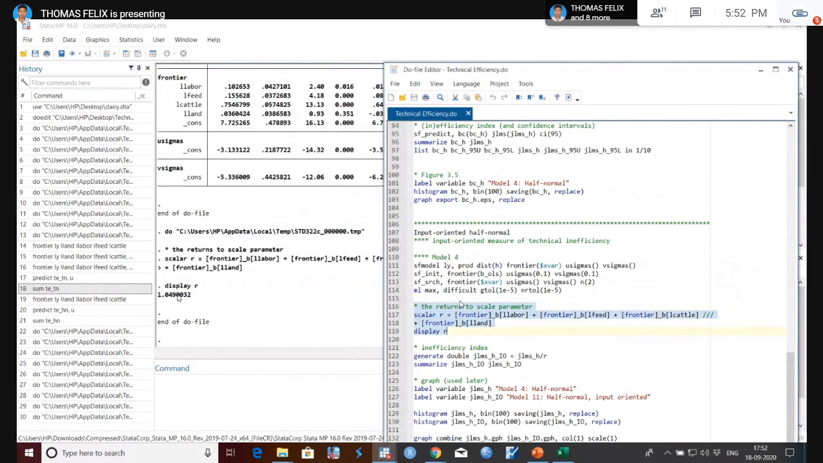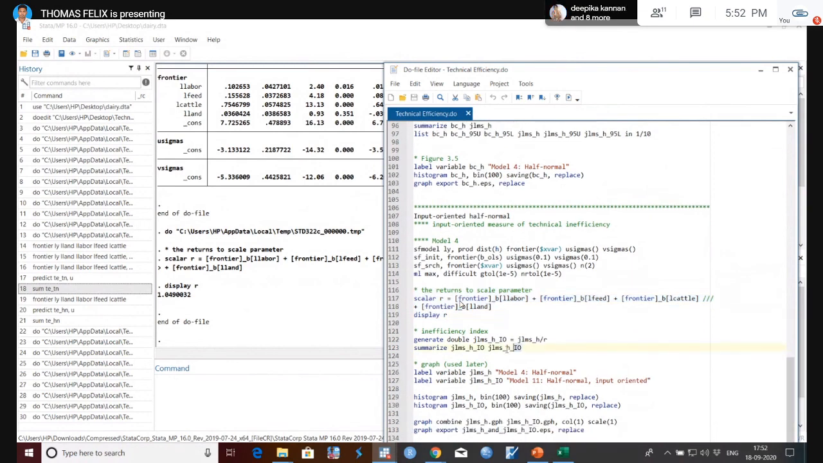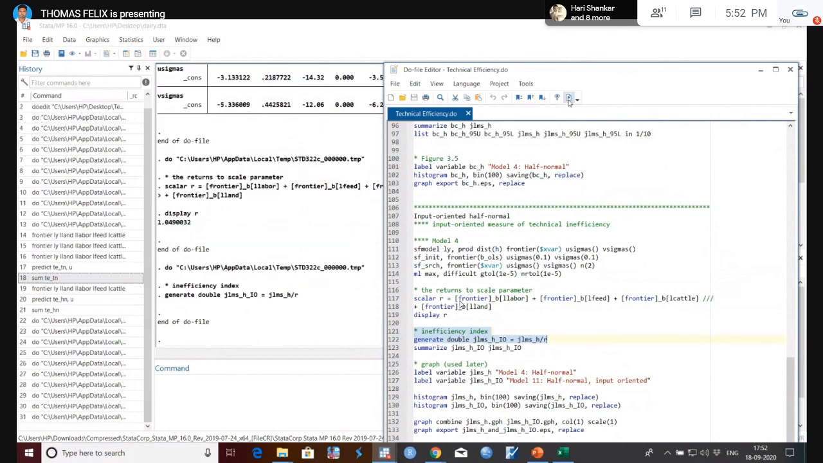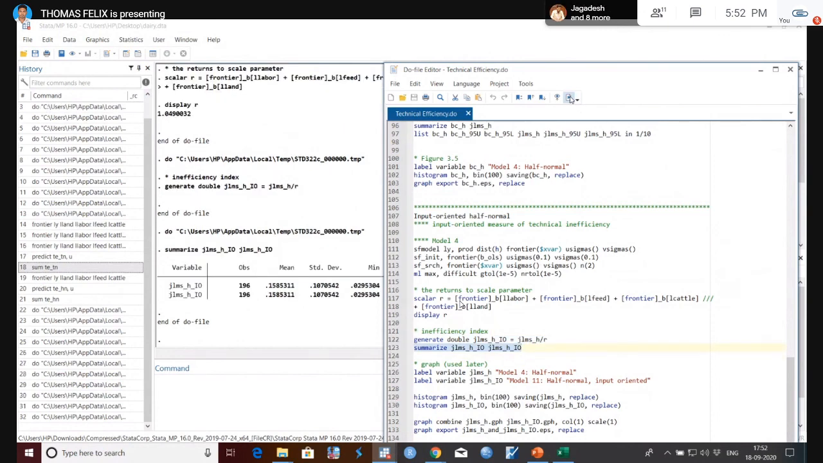So I get the value of return to scale as 1. That is nothing but constant return to scale. Now I am adjusting the JLMS, which has already been predicted from the previous step. R is nothing but the return to scale. I have divided the JLMS, that is the inefficiency, by the return to scale. By dividing these, I will get the input oriented inefficiency values.